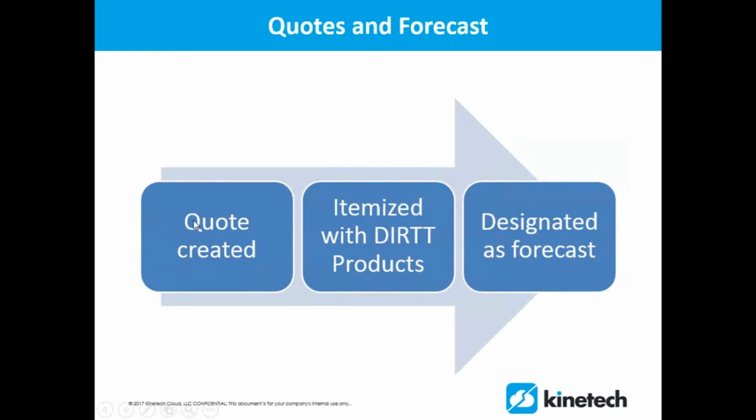For our quotes and our forecast, you create your quote, and then you can itemize your quote with different line items, and those line items can be marked as DIRTT products. And when you designate your quote as the forecast, this is really the signal to the application to make sure that all the information flows through to everywhere else. So as an example, on the Opportunity Overview tab, you have to designate your quote as your forecast for it to flow back to that tab so that you can view all of the SFN numbers for each opportunity. Because if you have multiple quotes under an opportunity, the system needs to know which one is going to be the quote to go by.